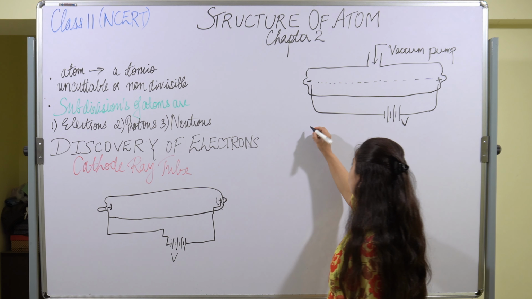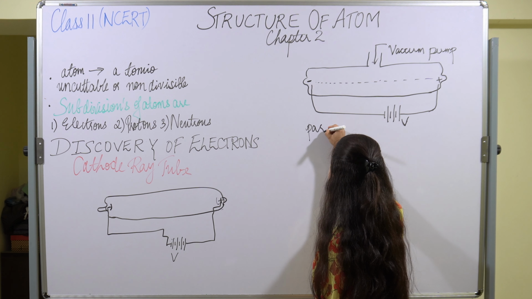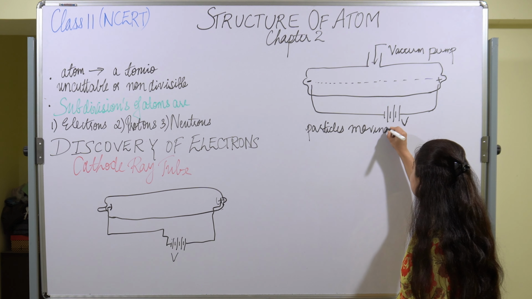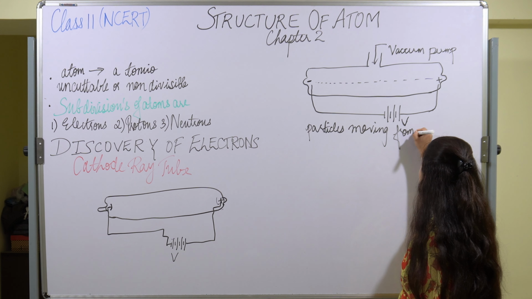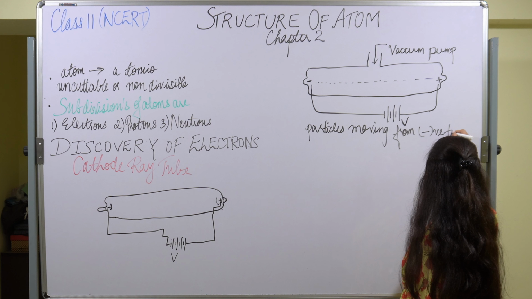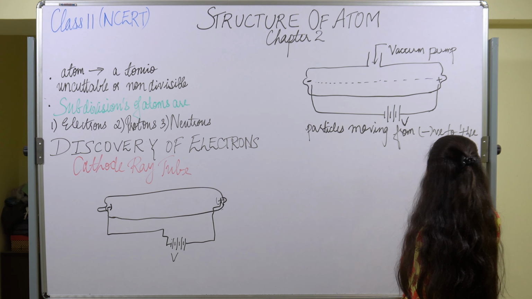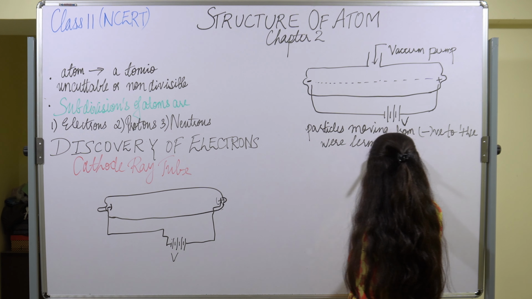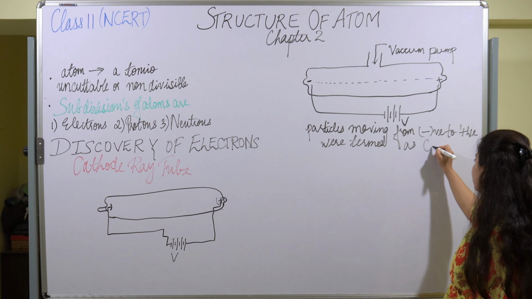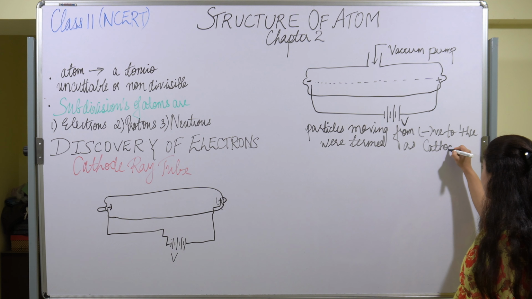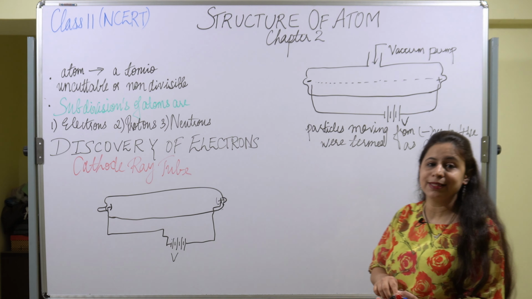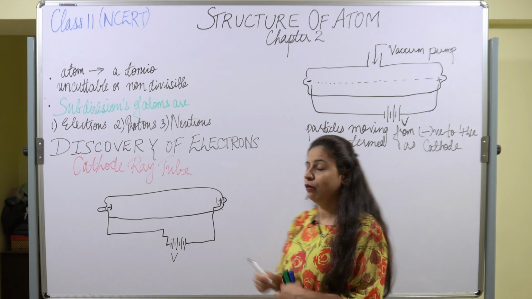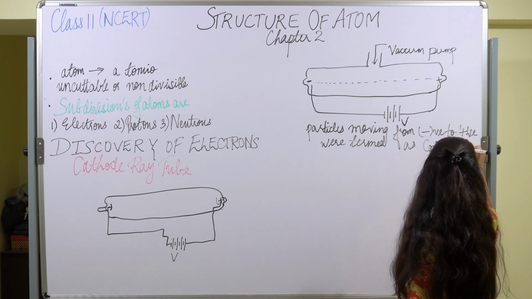So the particles moving from negative to positive were termed cathode rays. And so this experiment is the cathode ray tube experiment.